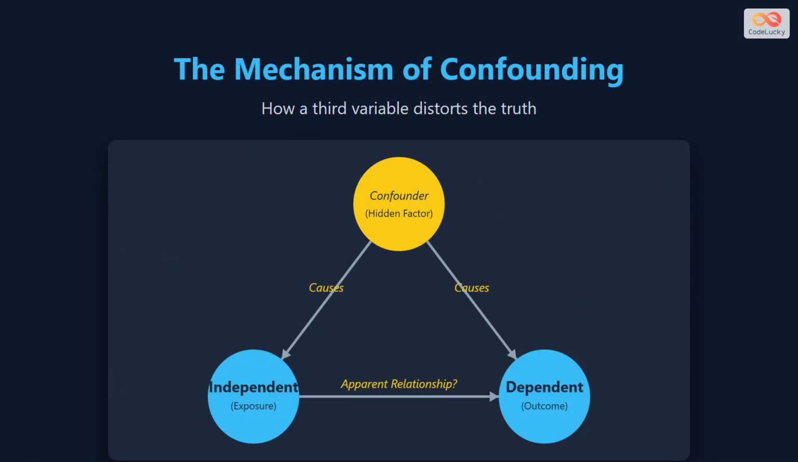Let's visualize how this works. Usually, you are studying an independent variable, the cause, and a dependent variable, the effect. A confounder is a third variable that is related to both. Because it influences both sides, it creates a bridge, making it look like the independent variable is causing the dependent variable, even if it is not.